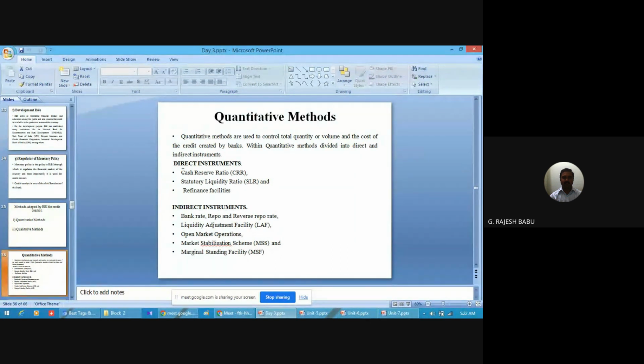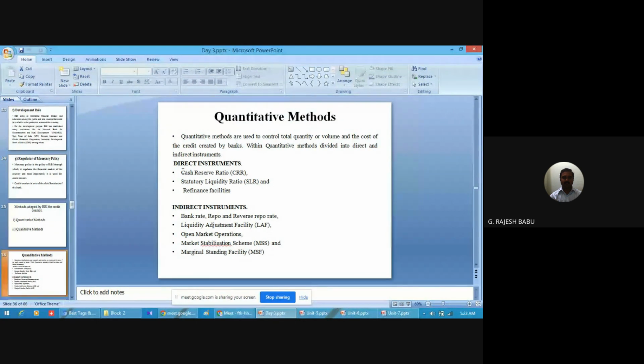So cash reserve ratio is a direct instrument to control the total quantity of credit. It is the minimum amount that banks keep with the Reserve Bank of India as a proportion of their net demand and time liabilities. The percentage is notified from time to time by the Reserve Bank of India. It ensures that banks have sufficient cash for their depositors' requirements.